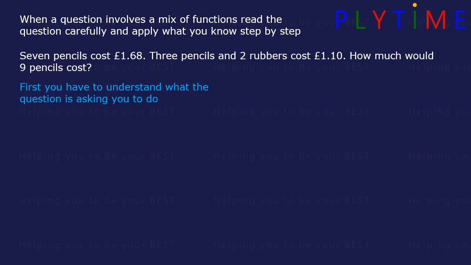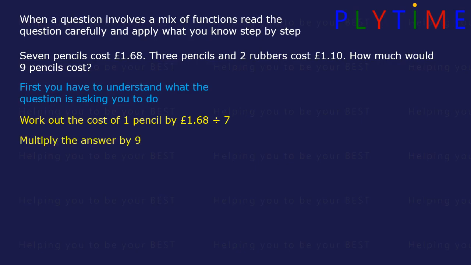First, you have to understand what the question is asking you to do. Work out the cost of 1 pencil, so it's £1.68 divided by 7. And then multiply that answer by 9 to get the cost of 9 pencils. We can ignore the rubbers.